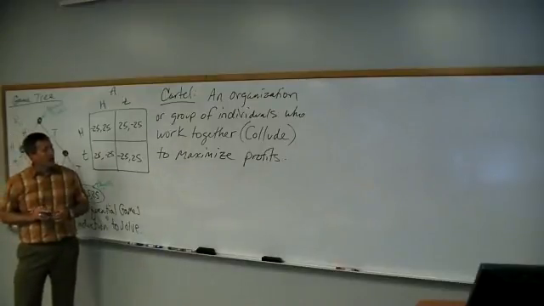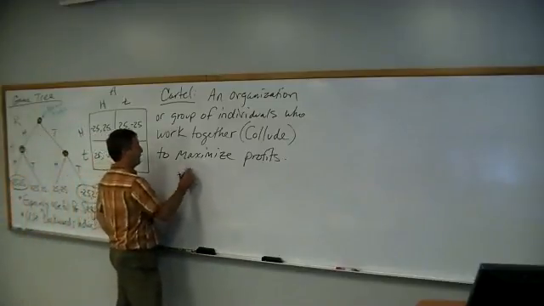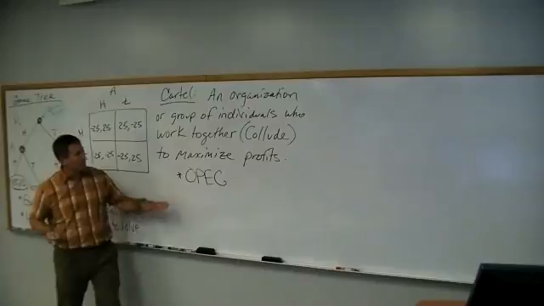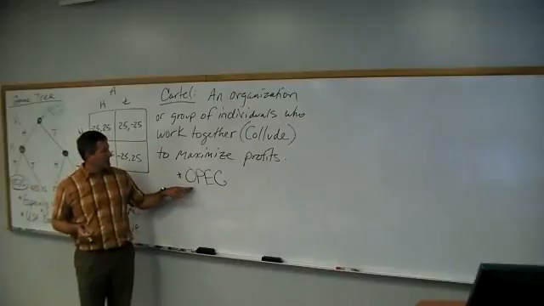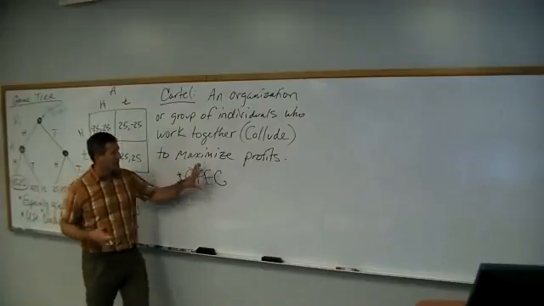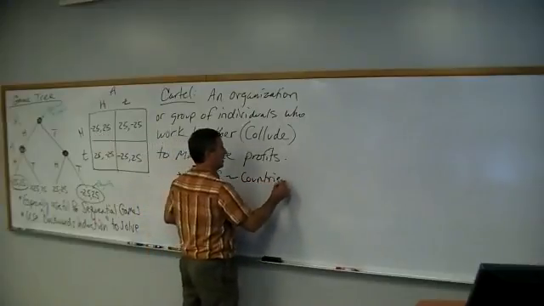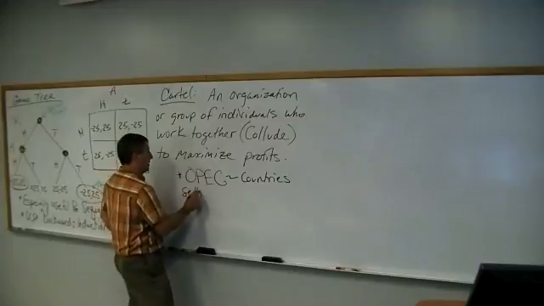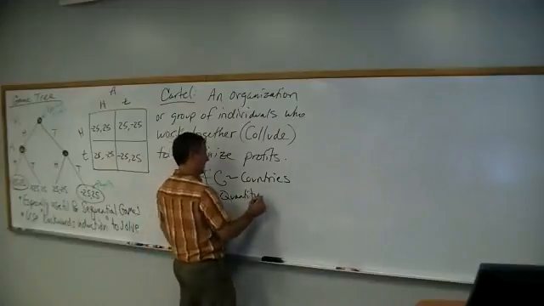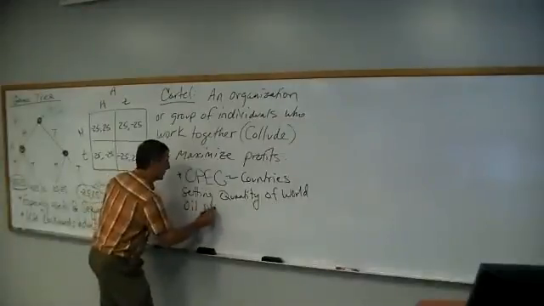All right, so in many ways, this is OPEC. We mentioned drugs, but there's legal cartels too. The Organization of Petroleum Exporting Countries is a group of countries that are working together to supply the world with oil. So countries setting the quantity of world oil production jointly.